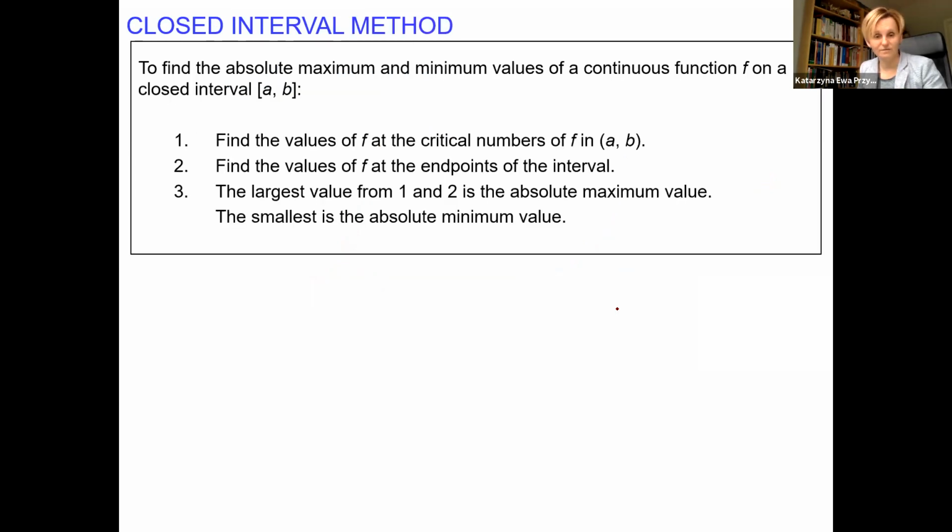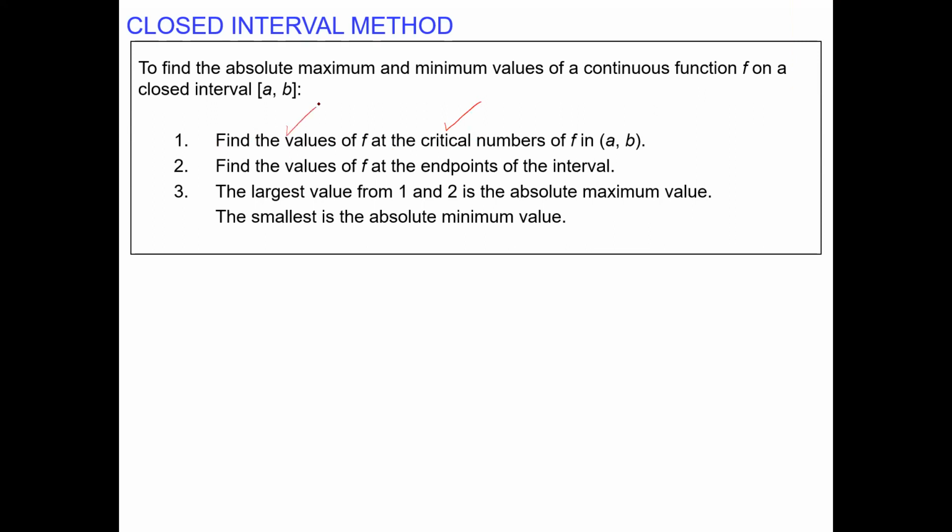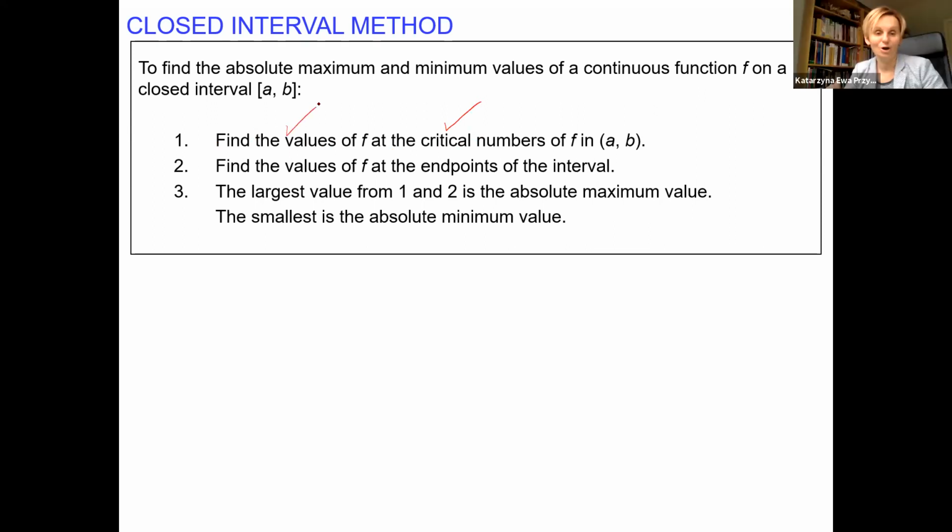Okay, of course, continuity and closed interval. And I have just the steps, like the algorithm guideline, for how to find the absolute maximum and minimum of a continuous function defined on a closed interval. We have to find critical numbers, and then find the value of the function for the critical numbers. We have to find the value at the endpoints and just compare: whichever is the largest, whichever is the smallest, is the absolute maximum and minimum, respectively.